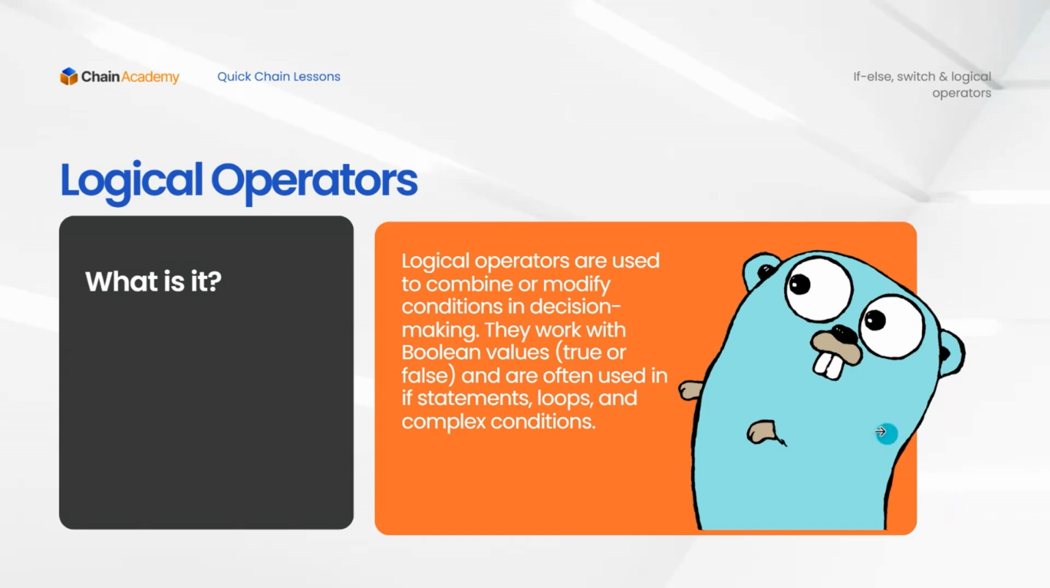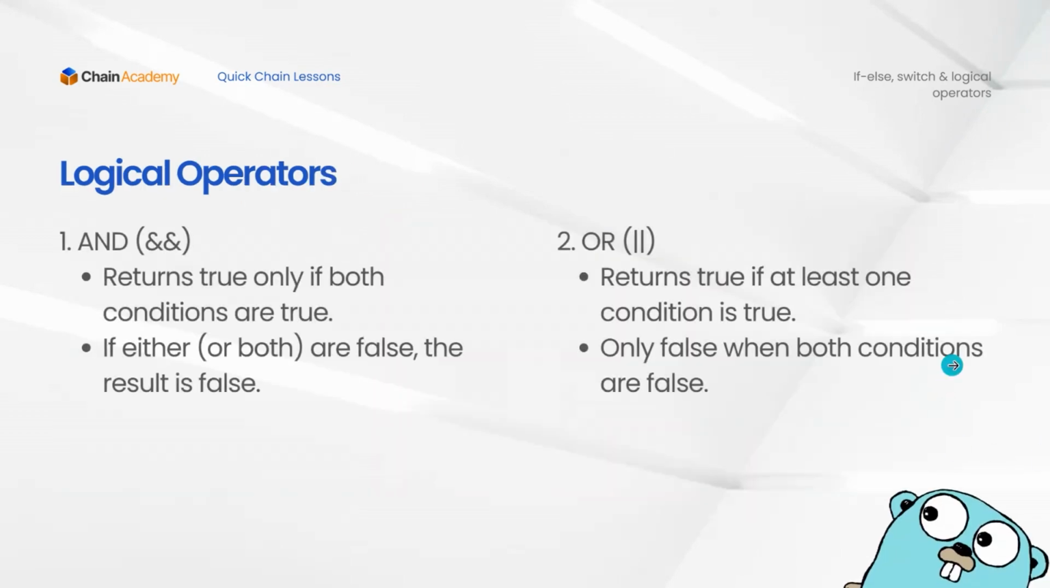And what is inside logical operators? First, we have the AND operator, which returns true only if both conditions are true. If either or both are false, the result is false. While the OR operator returns true if at least one condition is true, and it will return false when both conditions are false. So this one just needs one true condition and it will execute your code, while for this one, all of the conditions should be true before it executes your code. So that is the main difference between the two.